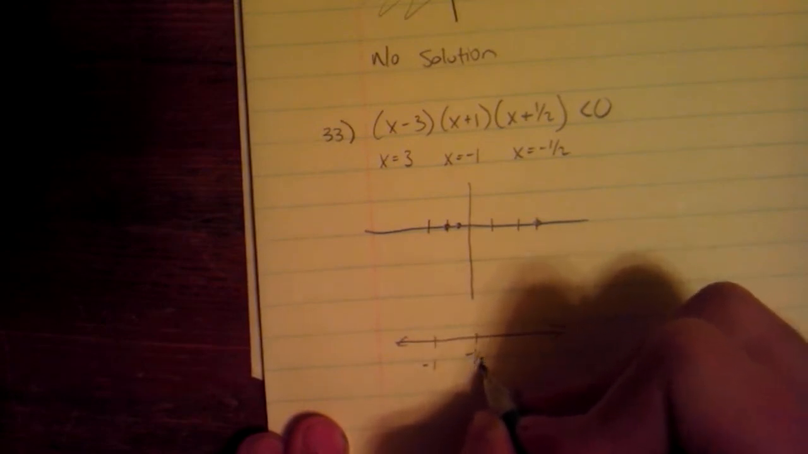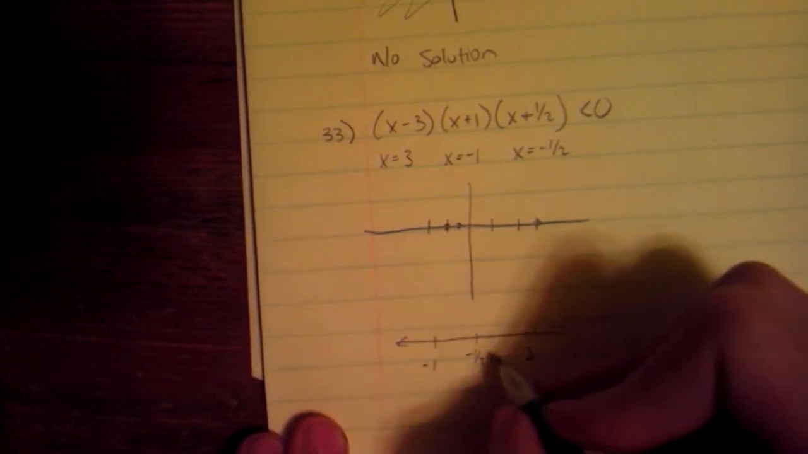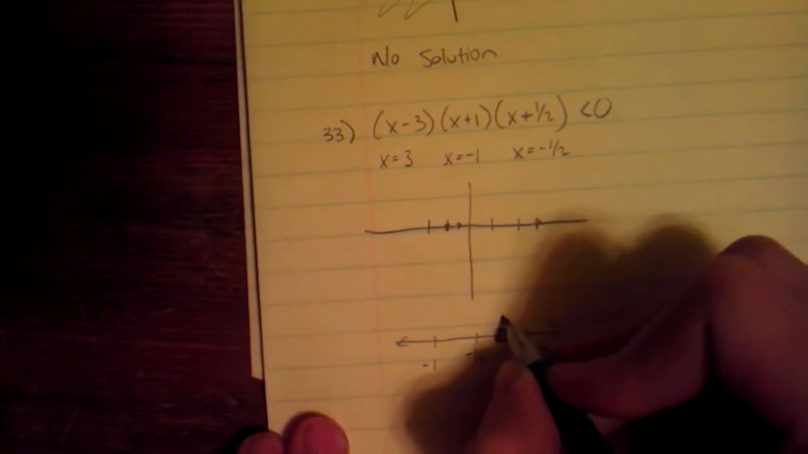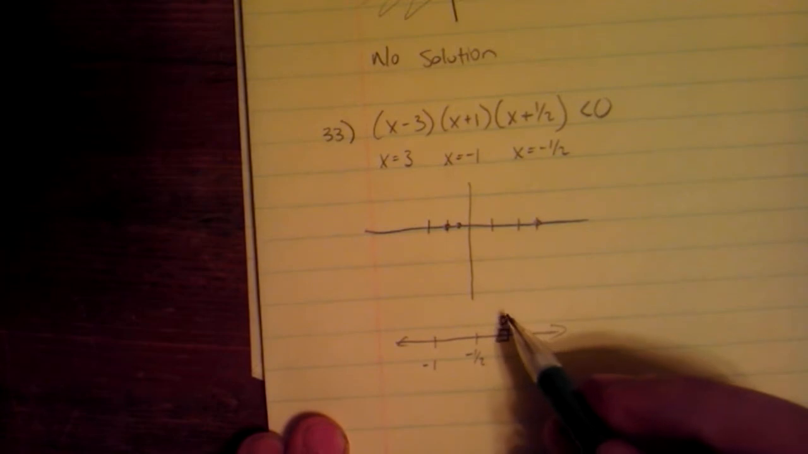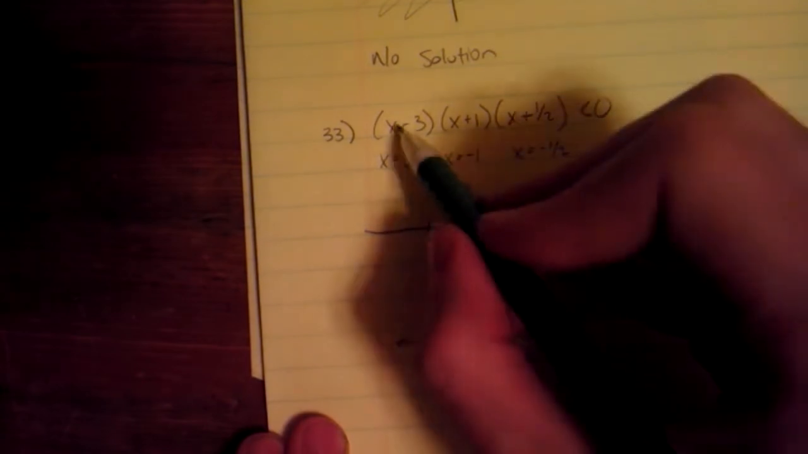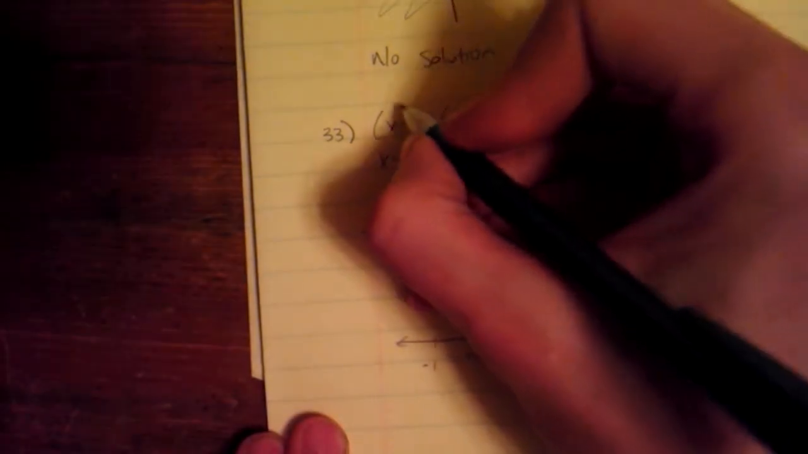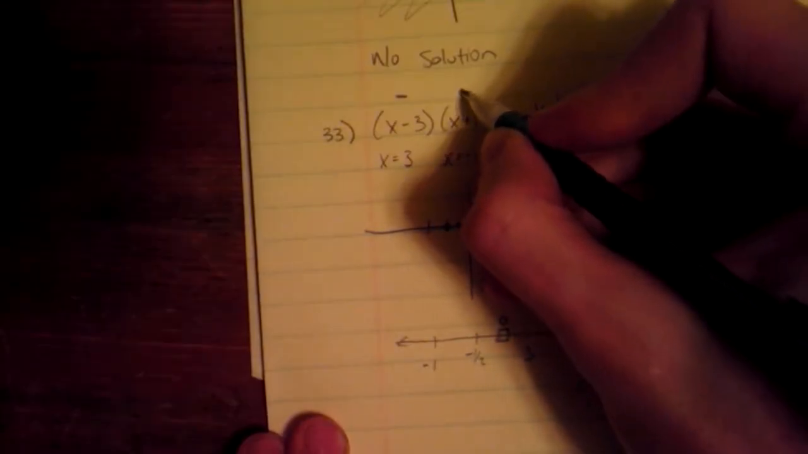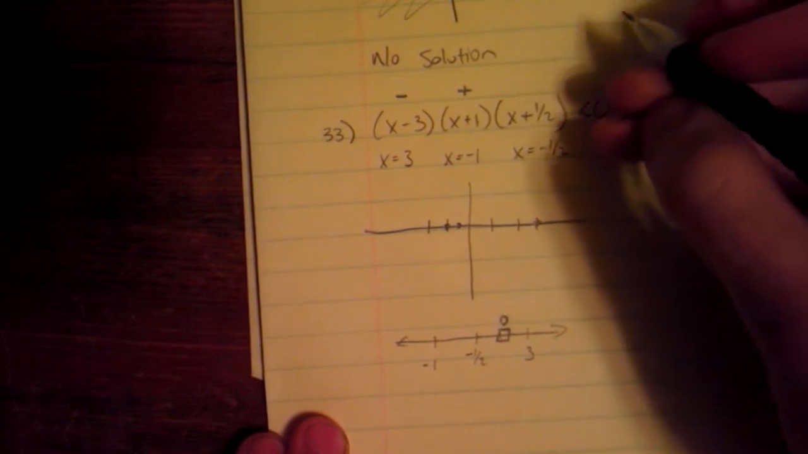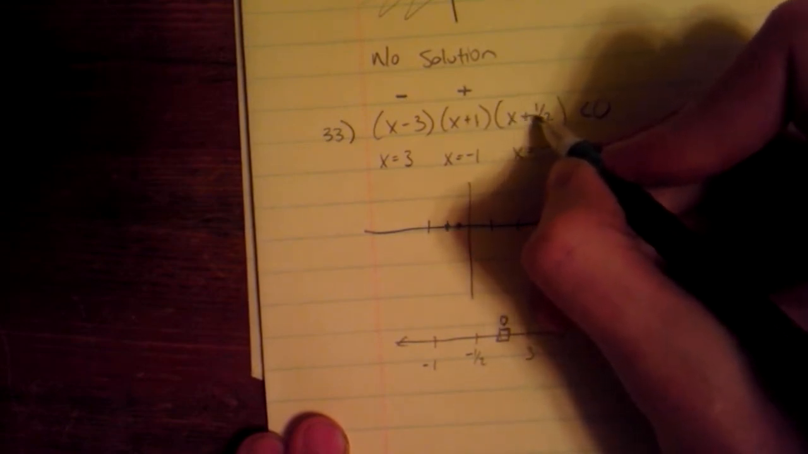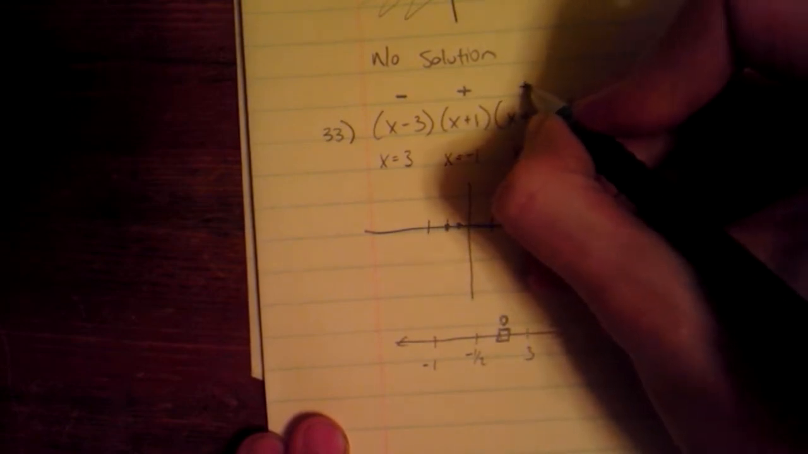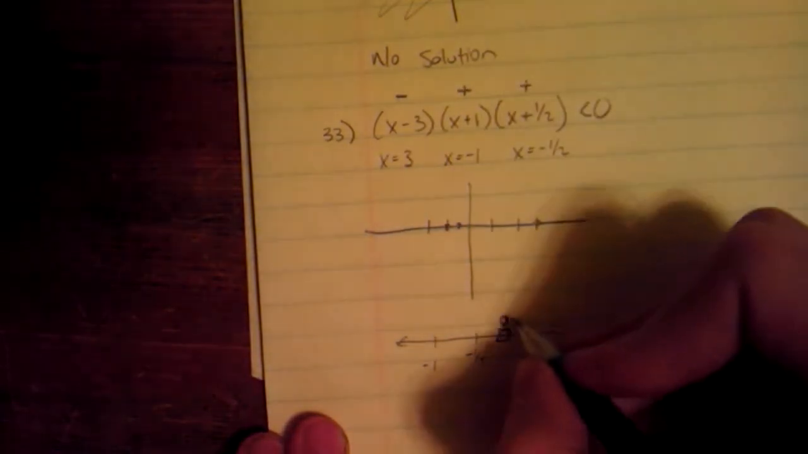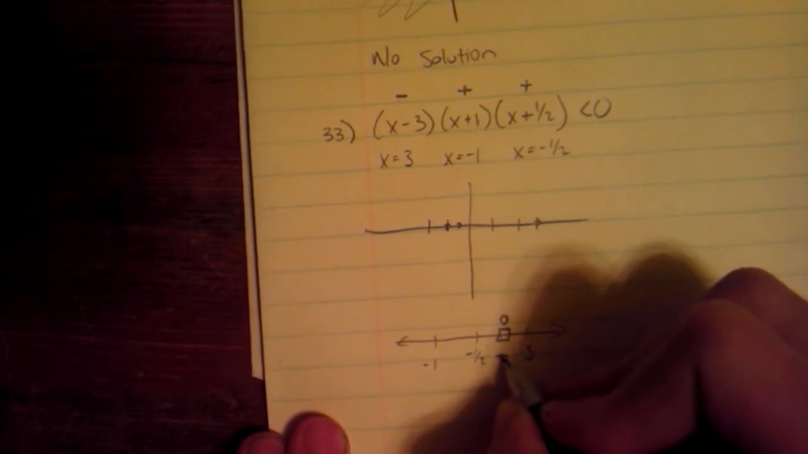-1, -1/2, and 3. And what I want to do is plug in a value that's in between two of these. I'm going to plug in the easiest one I can think of: 0. So if you plug in 0, well, 0 minus 3 is negative. I don't really care about the value. 0 plus 1 is positive. Again, I don't care about the value. And 0 plus 1/2 is also positive. So a negative times a positive is going to end up being a negative number.